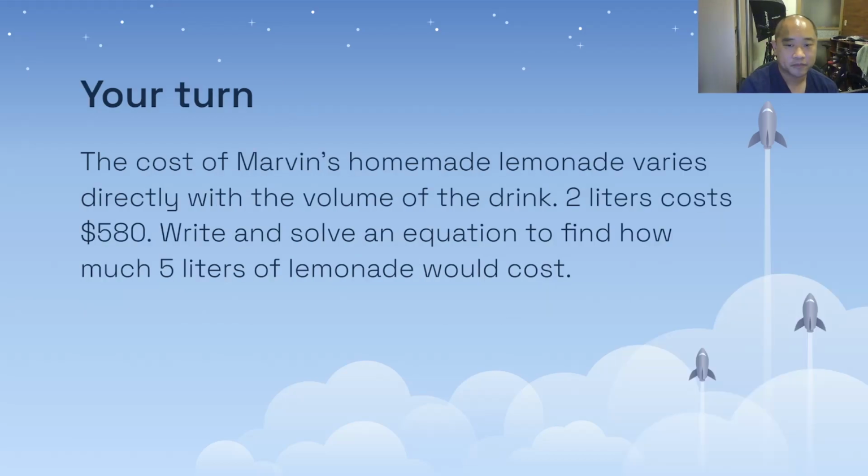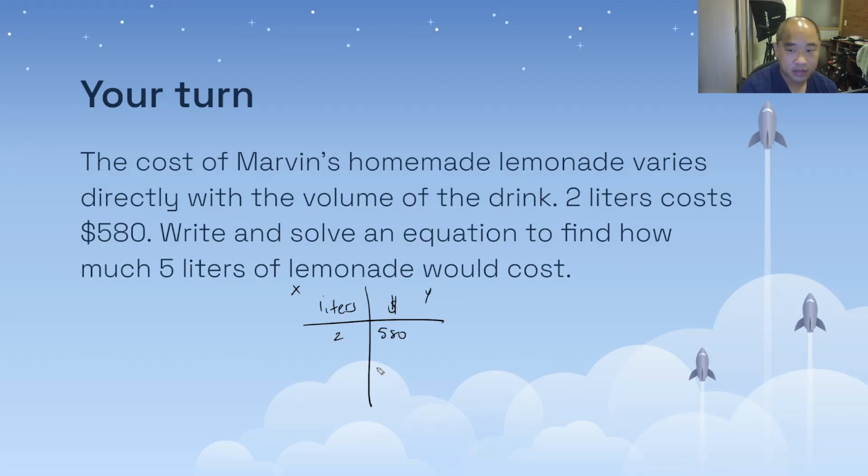Okay. Your turn. The cost of Marvin's homemade lemonade varies directly with the volume of the drink. Volume, remember, is a measurement of how much liquid. So 2 liters costs $580. So the amount of lemonade, so liters versus total cost. Total cost is going to be y. That it depends on the liters, so that's the x. So 2 liters costs $580.